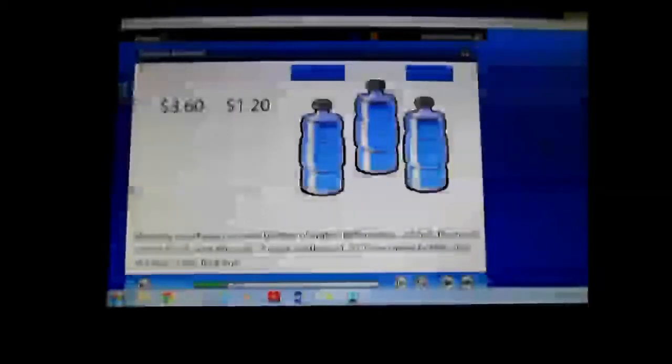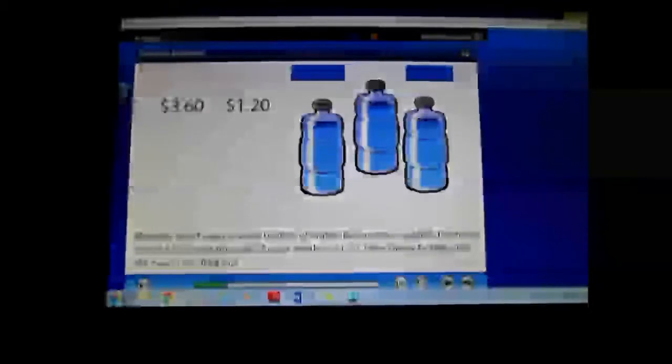Michelle purchases several bottles of water. Before tax is added, the total cost is $3.60. The cost of each bottle is $1.20. How many bottles did she buy? Okay, let's find out.